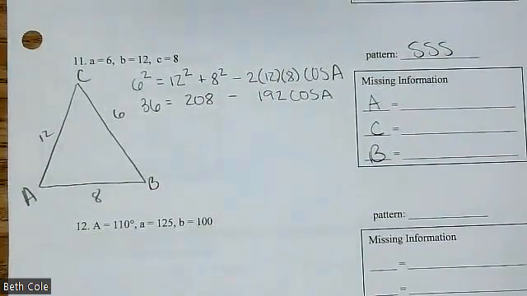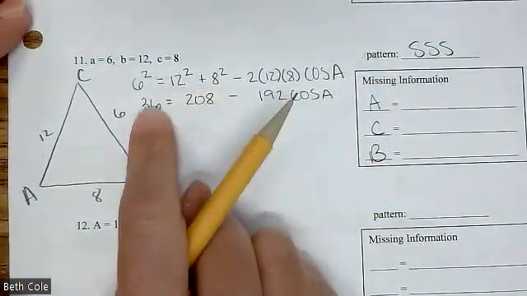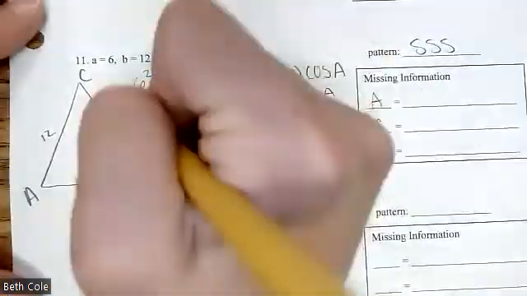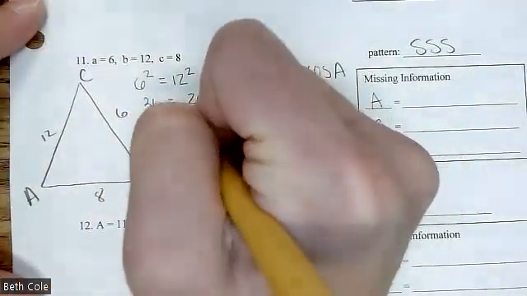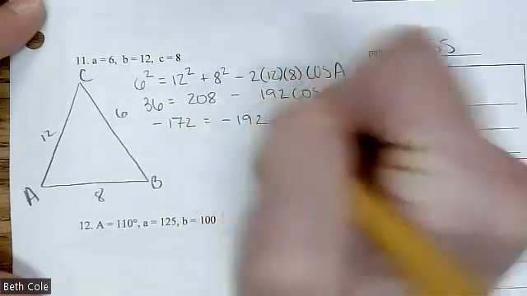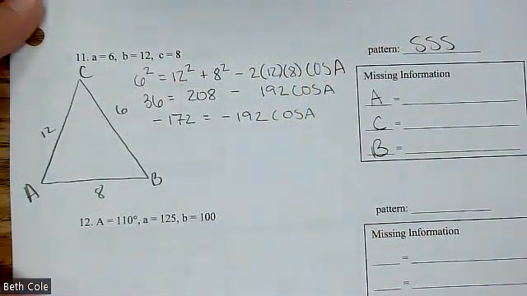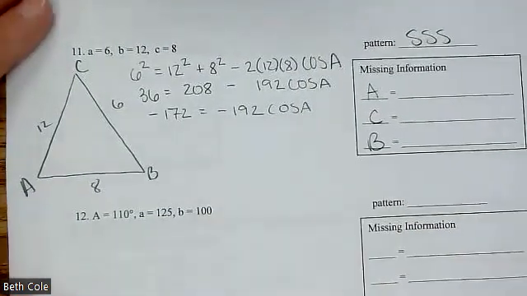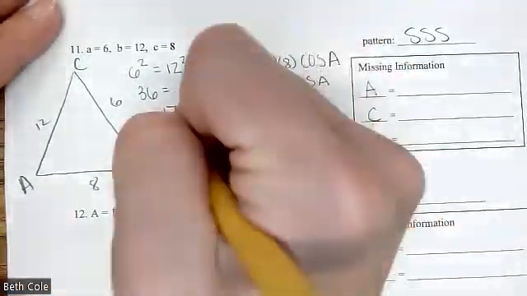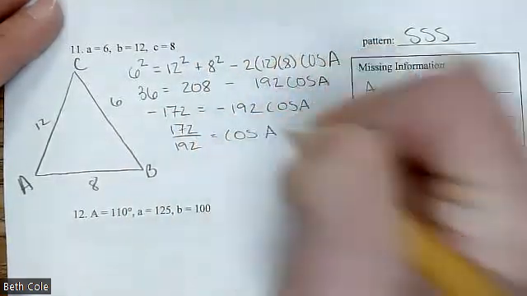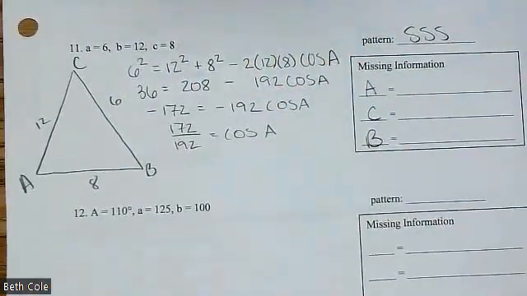Instead, what do you do? Subtract the 208 over. Good. It'll be 36 minus 208. Hey, Miss Cole, that's negative. Why is that okay? Negatives are going to cancel. And then what's our last step before we can go type it in? Divide that over and just leave it 172 over 192. It's not worth trying to reduce that. It just isn't worth it.